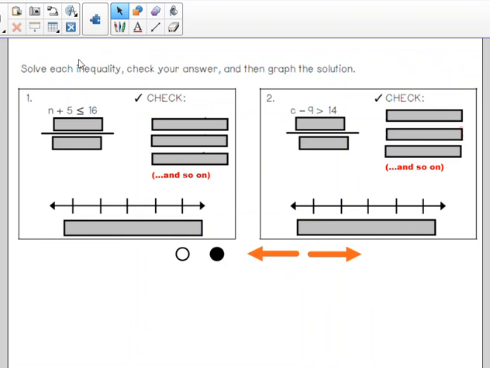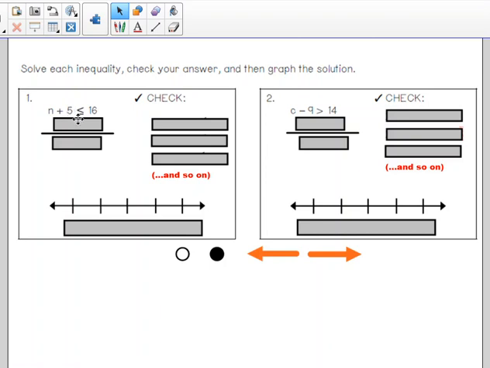All right, so let's go ahead and start with number 1. Solve each inequality, check your answer, and then graph the solution. So if we are starting with this one, n plus 5 is less than or equal to 16. The first thing we want to do is get the variable by itself. And so we ask ourselves, what is happening with the variable? What operation is being performed on it? And it's being added with 5.